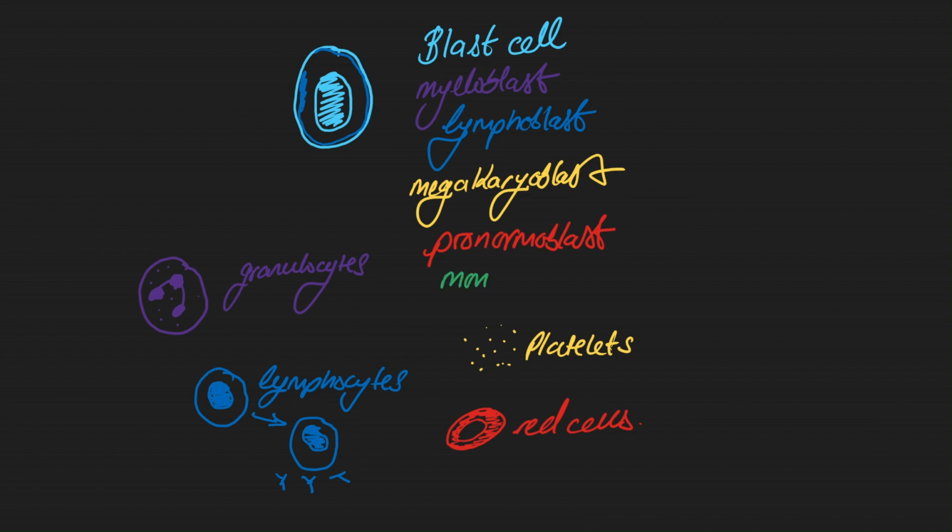Last but not least, we have the monoblasts. The monoblasts form monocytes. These are large white blood cells that circulate in the bloodstream and differentiate into macrophages, which engulf and digest pathogens and other cellular debris.